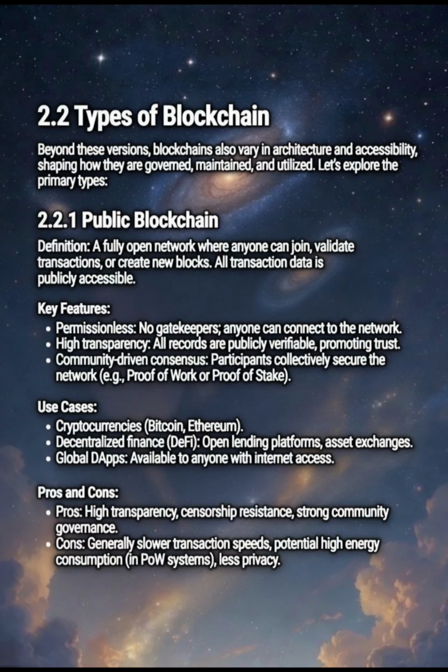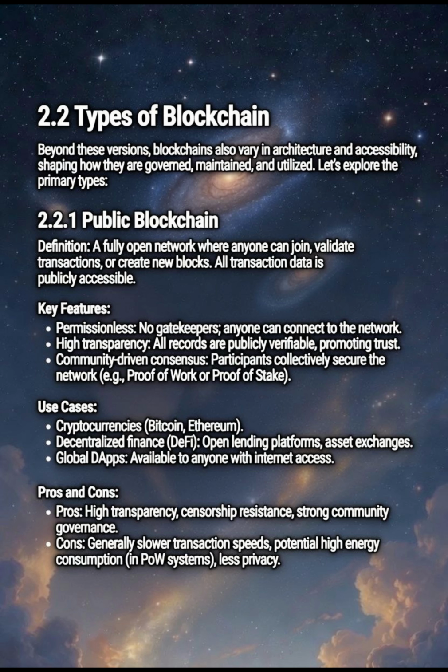2.2, types of blockchain. Beyond these versions, blockchains also vary in architecture and accessibility, shaping how they are governed, maintained, and utilized. Let's explore the primary types. Public blockchain. Definition: a fully open network where anyone can join, validate transactions, or create new blocks. All transaction data is publicly accessible. Key features: permissionless, no gatekeepers.